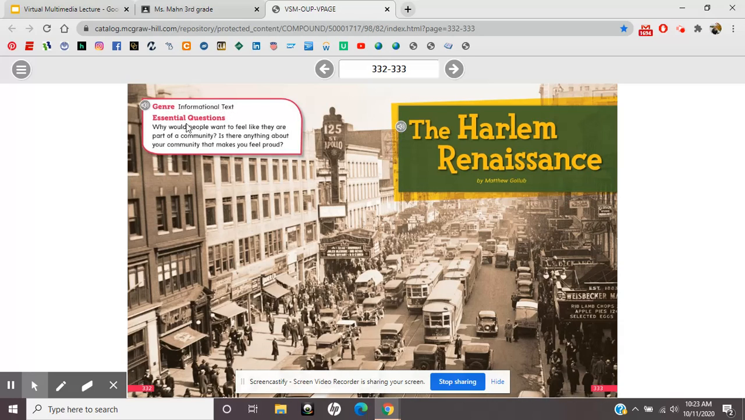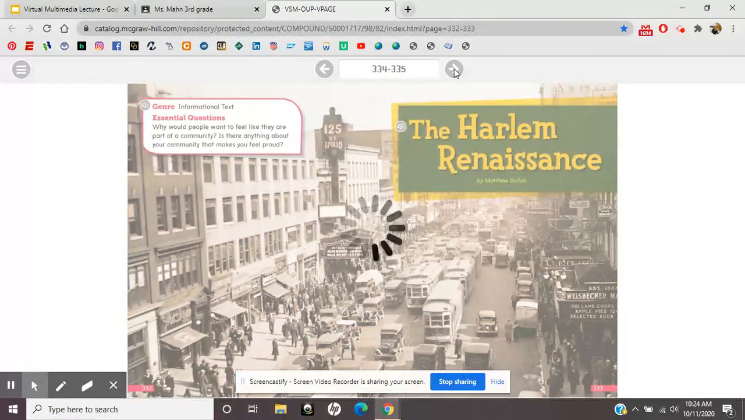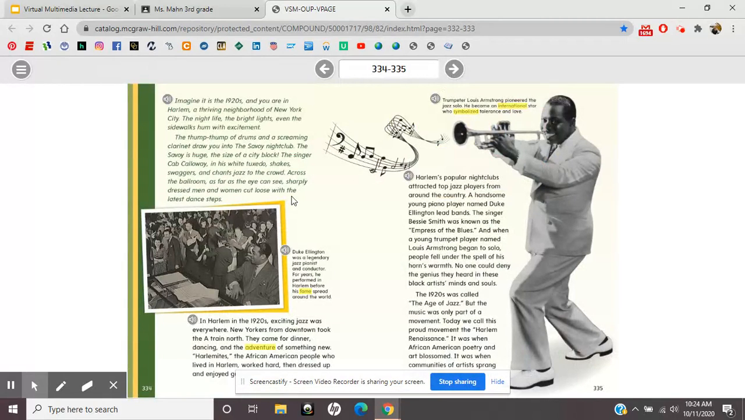So the genre is informational text. And so while we're following along, we're going to remember things of the Harlem Renaissance, and we're going to reflect back onto them by using our pictures and the photographs to demonstrate the understanding of the text. Let's just take a look through real quick. So for instance, we're going to read all this, but right here is a picture. We see a lot of people. And we see Duke Ellington was a legendary jazz pianist and conductor. For years, he performed in Harlem before his fame spread around the world.